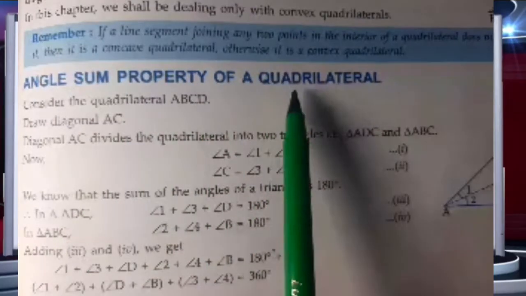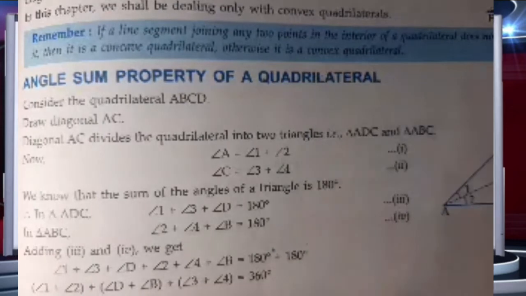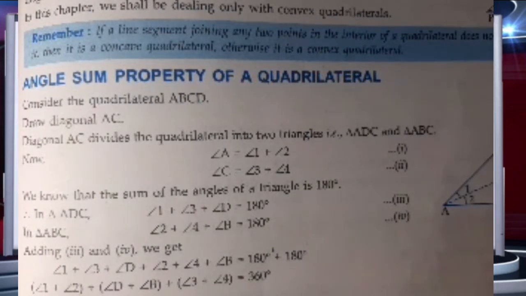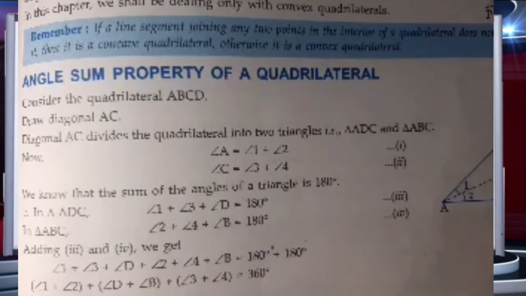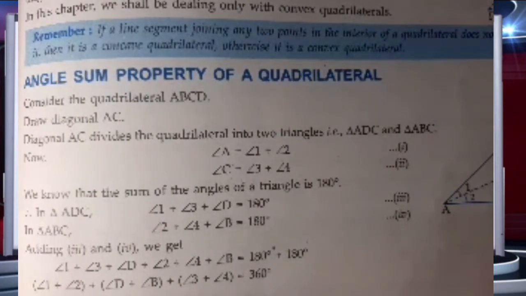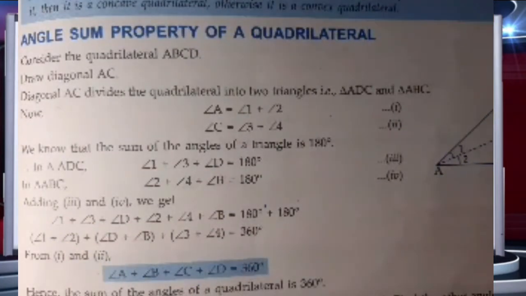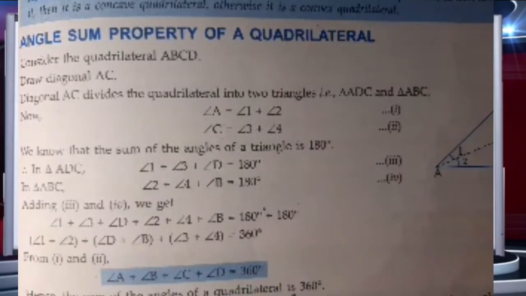Angle sum property of a quadrilateral. Students, it is there on page number 245, so you can open your page number 245 also. Here, the sum of the angles of a quadrilateral is 360.